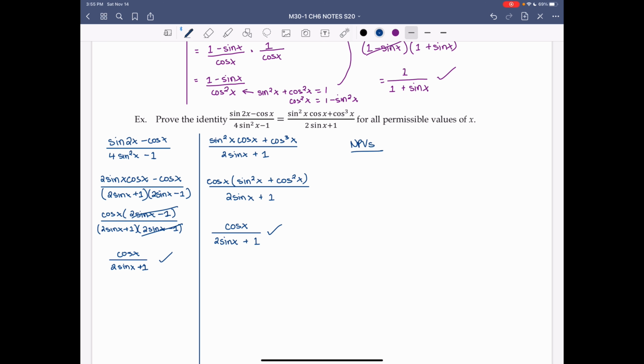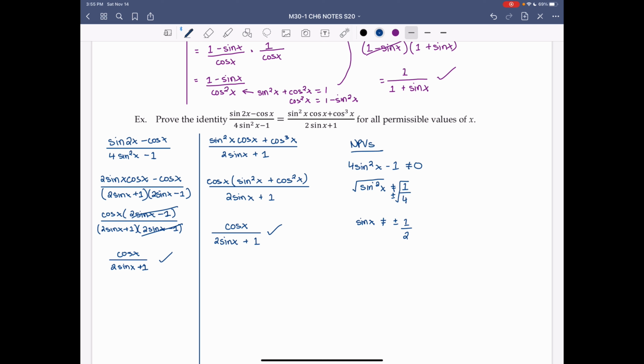The denominator on the left is 4 sine squared x minus 1. That cannot equal 0, which means that sine squared x cannot equal 1 over 4. Take the square root of both sides, but we don't know if sine started as positive or negative, so plus minus square root, we get sine x cannot equal positive or negative 1 over 2, so plus minus 1/2.